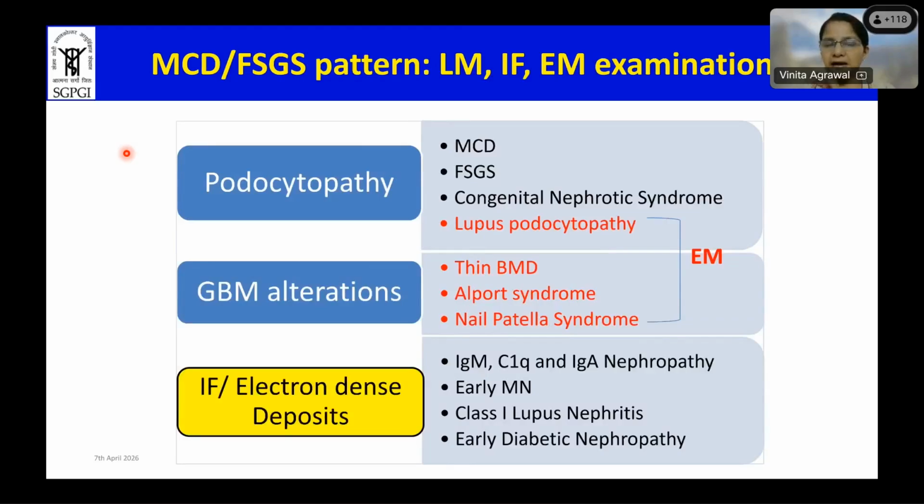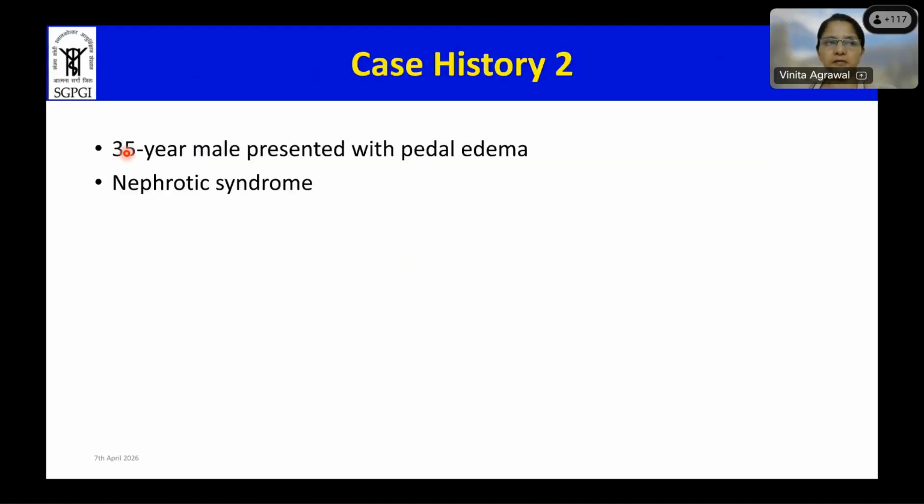In a patient who has systemic lupus erythematosus, the clinician is thinking of lupus nephritis. However, he or she is in doubt. You do a biopsy, you don't find any deposits, but there is proteinuria. Always think of lupus podocytopathy. I hope I have answered your question.